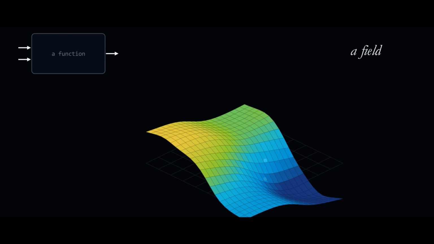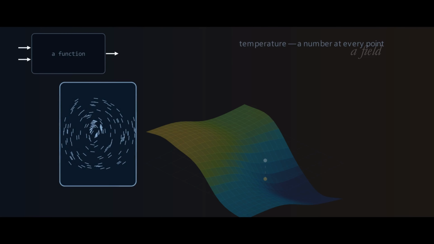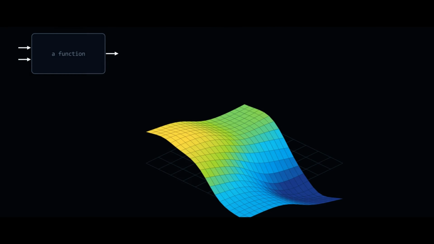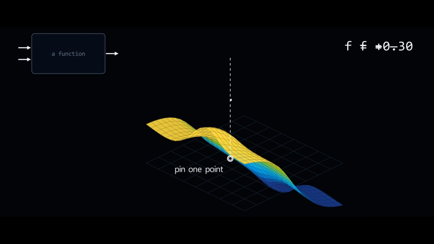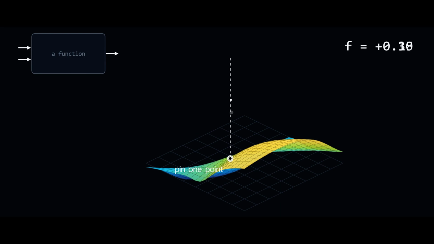In physics, that object has a name. It's a field, and fields are not exotic. The temperature in this room is a field, a number at every point. So is the wind, so is gravity. A field is just a number everywhere. Now, the move that makes this whole thing work, and almost nobody does it. Every explainer varies the input and keeps the network fixed. We're going to do the exact opposite.